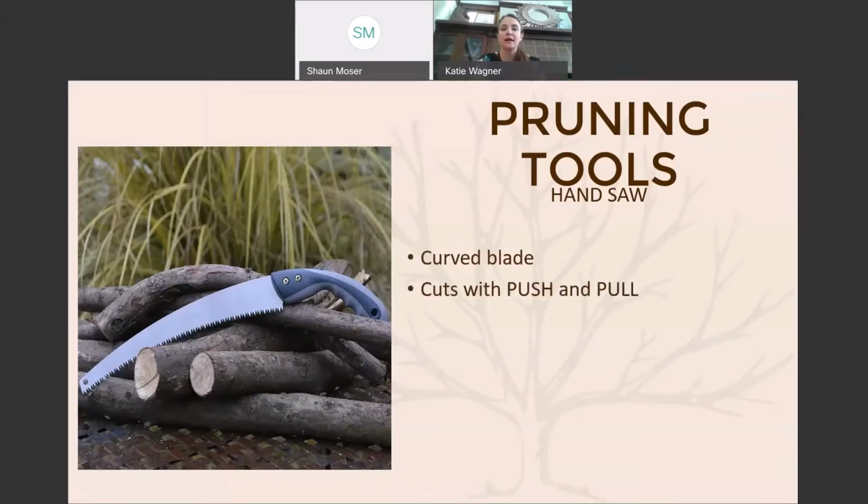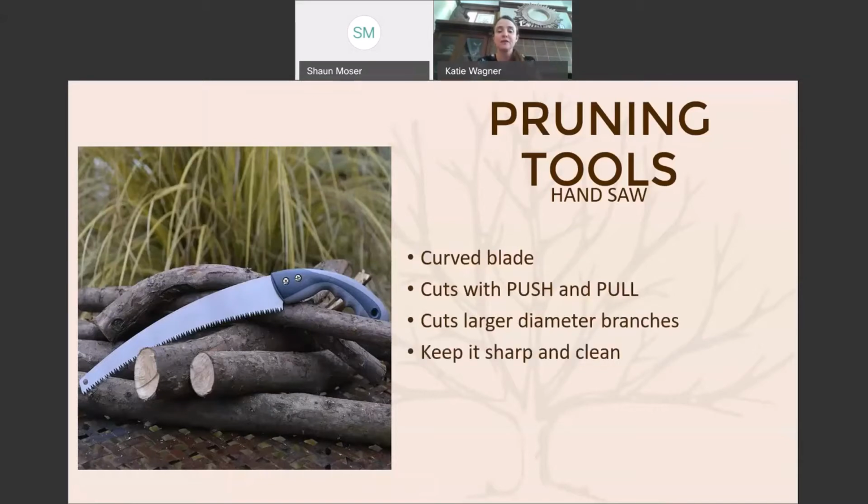Okay, and you have a nice push and pull action. This can be used for larger size branches. And you just want to make sure that you keep them sharp and clean, or just replace them as you need to.